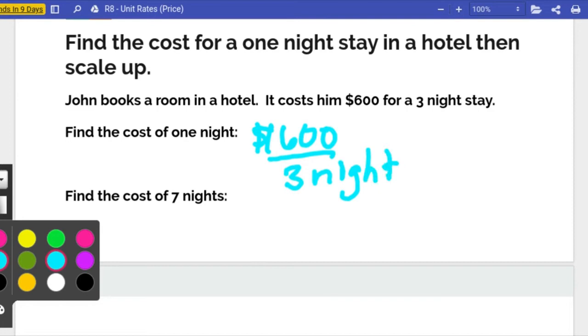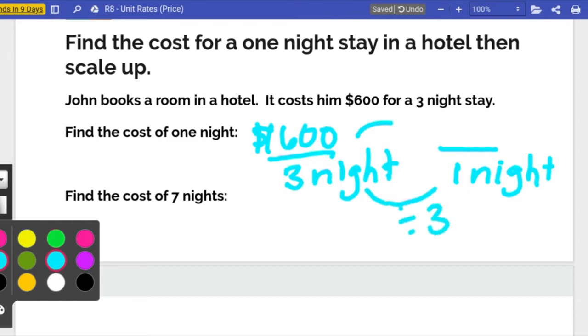Remember that fractions are just division problems, so that really means 600 divided by 3. I want to know how much is it for one night? So I can see to get from 3 nights to one night, I would need to divide by 3. So I'm going to divide by 3, and 600 divided by 3 is $200. So that right there is my unit rate.